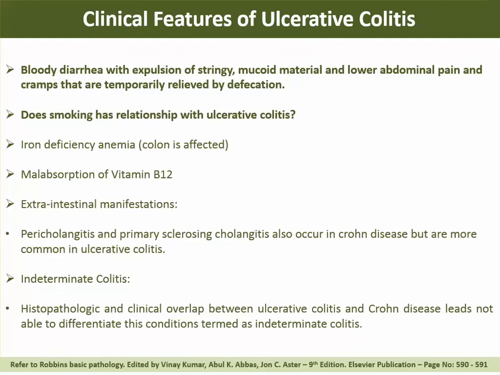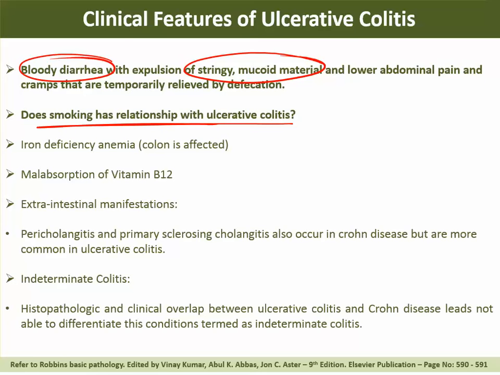Now, clinically it is different. In Crohn's disease they will not produce bloody diarrhea. Here they produce bloody diarrhea full of mucus because of complete ulceration of the mucosa. And remember, some say smoking has some benefit for ulcerative colitis, but it is not accepted, and they proved that nicotine has no link with ulcerative colitis, though some people believed that smoking gives protection.